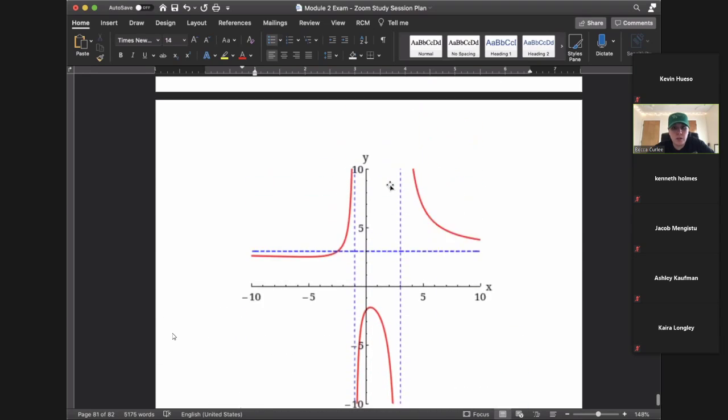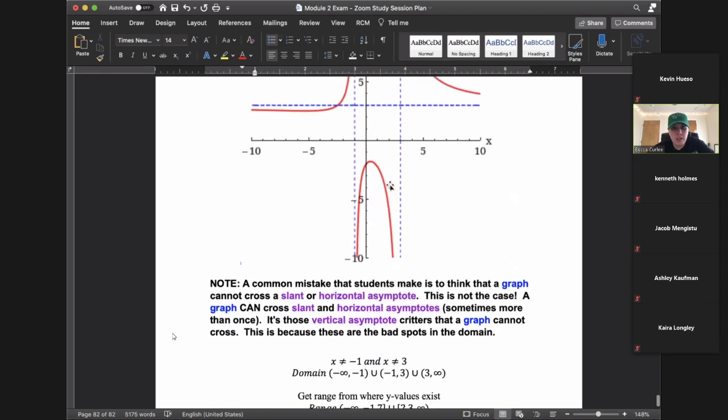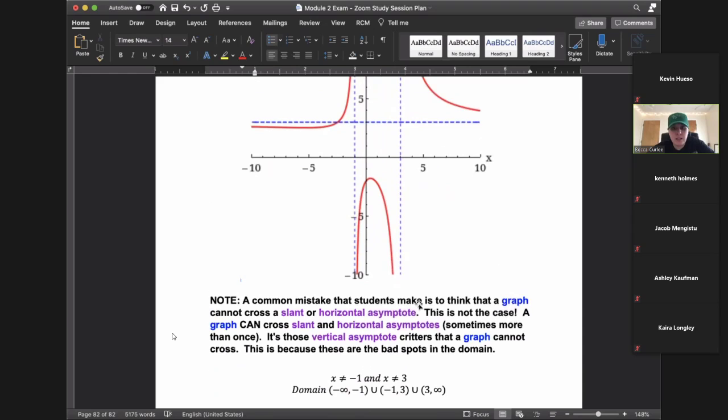And then this one, sometimes this was something interesting that I found. A common mistake that students make is to think that the graph cannot cross a slant or horizontal asymptote. This is not the case. A graph can cross slant and horizontal asymptotes, sometimes more than once, but it can't cross a vertical asymptote.